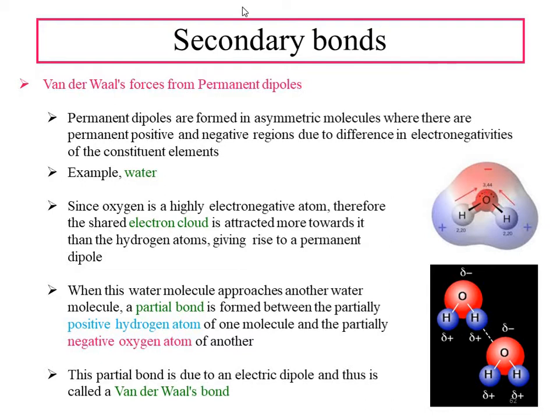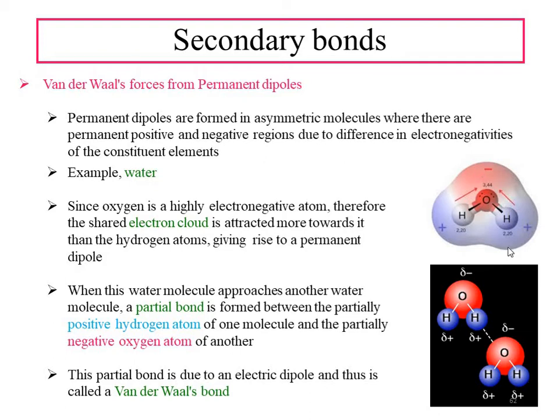As a result, permanent positive and negative regions will be there. This is a water molecule, and as you all know, this is the oxygen and these are the hydrogen. Hydrogen is more electropositive and oxygen is more electronegative. As a result, it will tend to attract the electrons towards it. More electrons will be focused on this region, and here we get a negative charge, and here a less electron-rich area, an electron-deficient area, will be formed, or a positive charge.